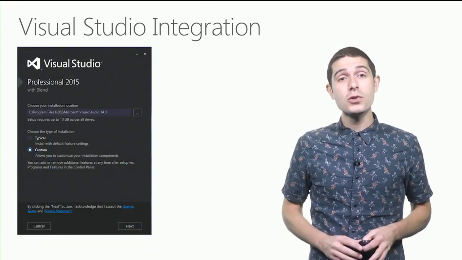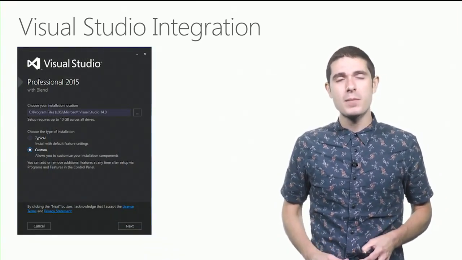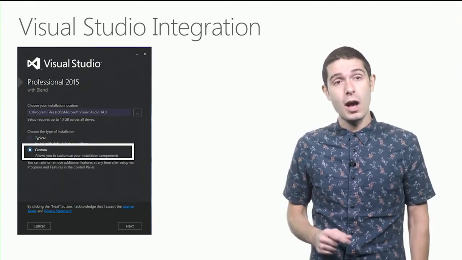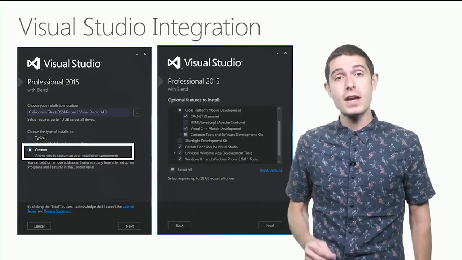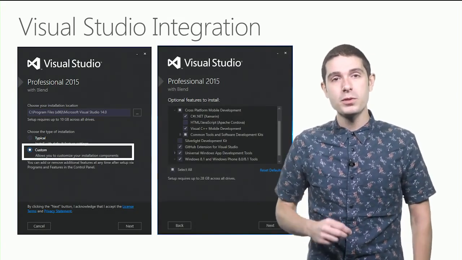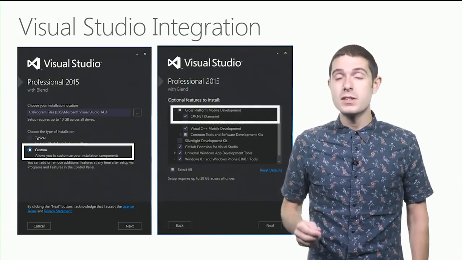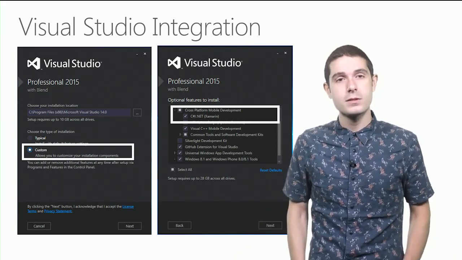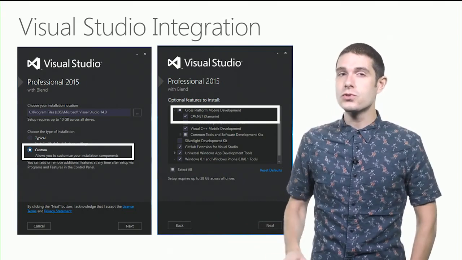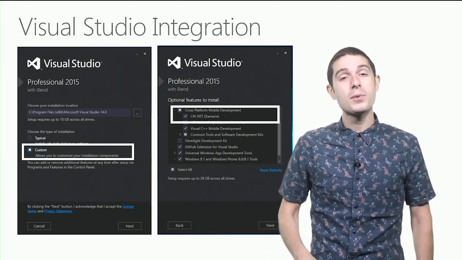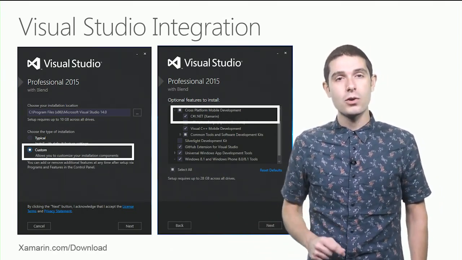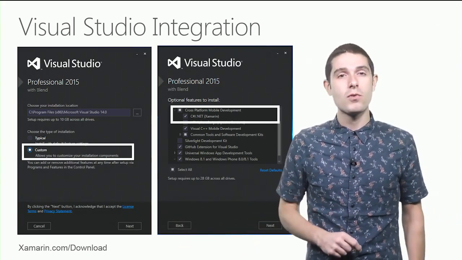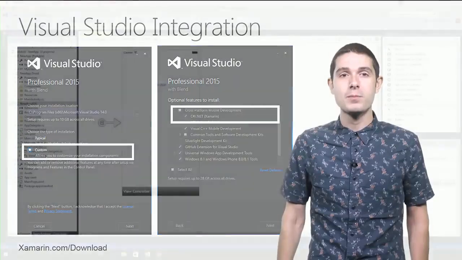Now, when you install 2015 for the very first time, it's super simple to get started with Xamarin. Simply select the custom install option, and that will bring you to this next screen, and under cross-platform mobile development, you'll see Xamarin. Simply install Xamarin as part of your installation, and we'll take care of the rest. Now, if you already had Visual Studio 2015 installed, simply head over to xamarin.com/download for our universal installer, and we'll take care of everything for you to get you up and running building those cross-platform mobile apps.